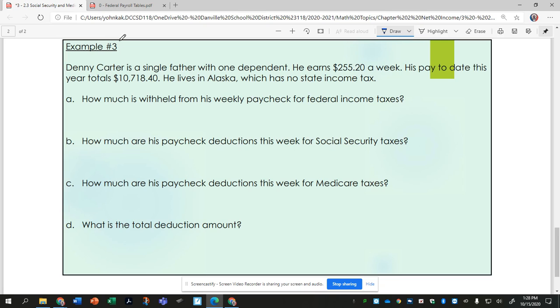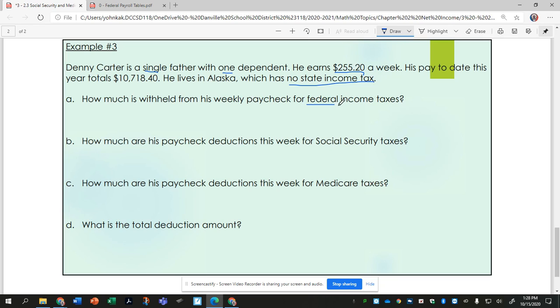Example number 3, Denny Carter is a single father with one dependent. He earns $255.20 a week. His pay to date this year totals $10,718.40. He lives in Alaska, which has no state income tax. How much is withheld from his weekly paycheck for federal income tax?